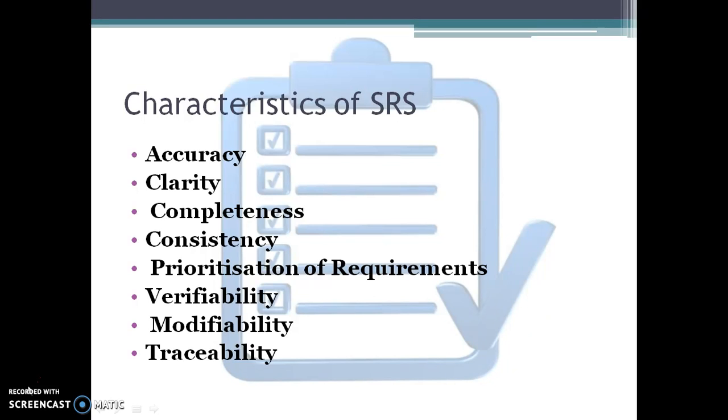Seventh is modifiability. The SRS should be written in such a way that it can be modified when the development team and user feel the need. Eighth is traceability. Each requirement stated in the SRS should be uniquely associated to a source, such as a use case or interaction document.